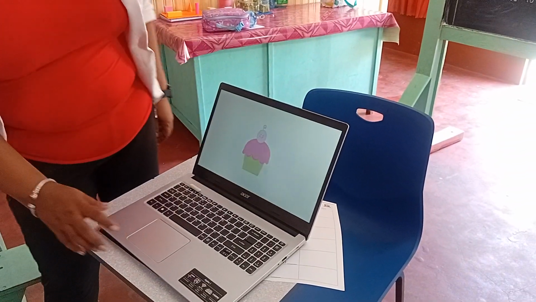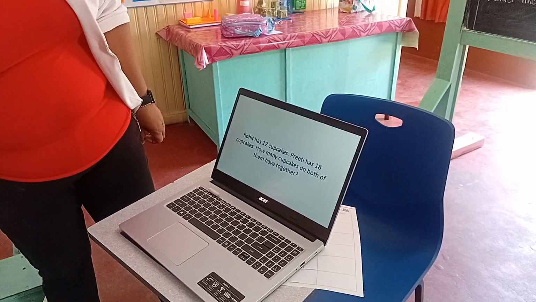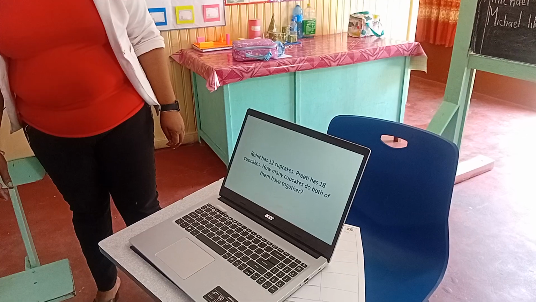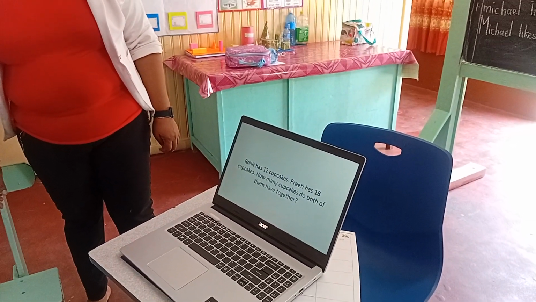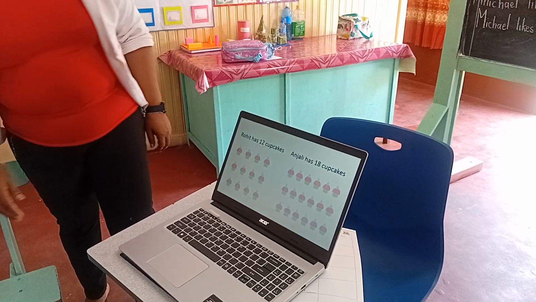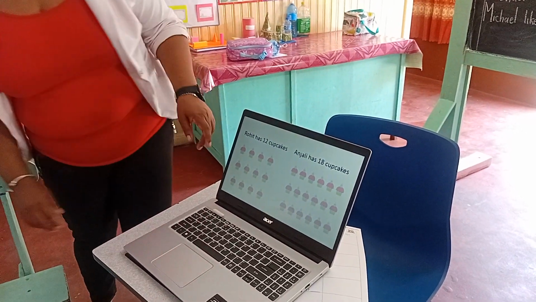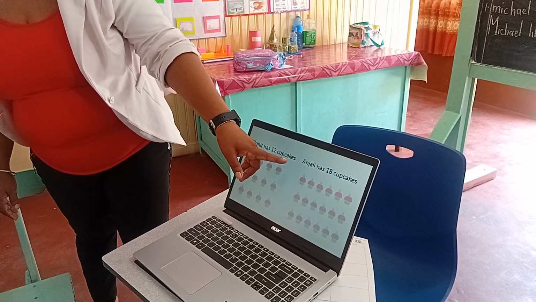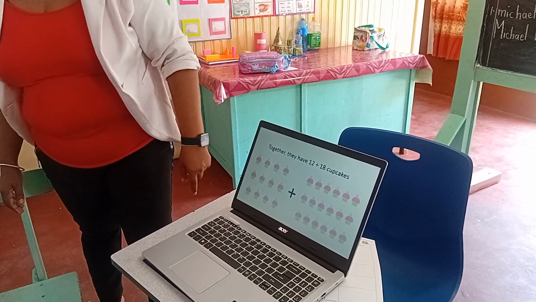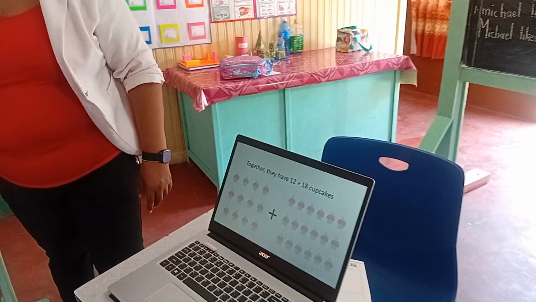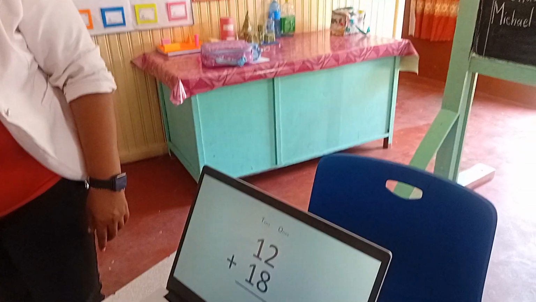Example 2. Good, let's go again. Rohit has 12 cupcakes. Preeti has 18 cupcakes. How many cupcakes do both of them have together? Okay. Rohit has 12 cupcakes. Do you see 12 cupcakes there? Anjali has 18 cupcakes. Together, they have 12 plus 18 cupcakes. That gives you how much?